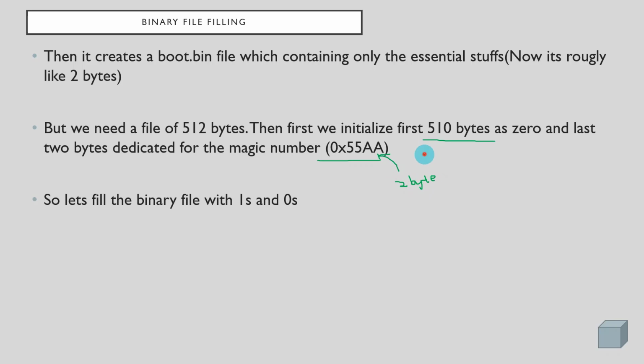Then the total will be 510 plus 2 bytes will be 512 bytes, right? So let's fill our binary file until it becomes a 510 byte file. So how are we going to do that?